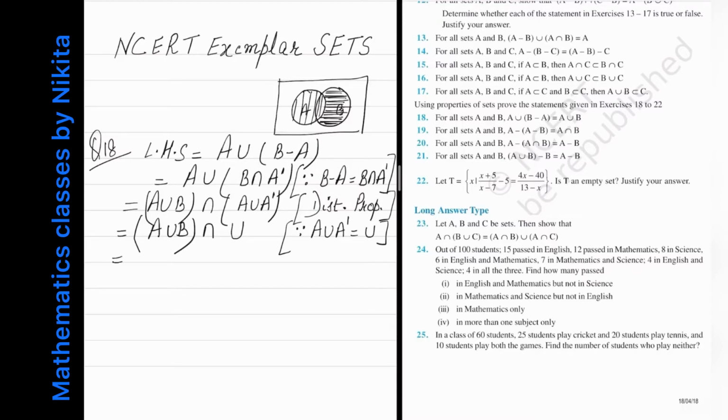Now if I take the intersection of any set with the universal set, the result will be the set itself. So therefore this will be equal to A union B. The reason is that A intersection with U is equal to A, and this is nothing but your right hand side. So therefore we have proved that LHS is equal to RHS. In the end you can write hence proved. That means you have proved the statement.